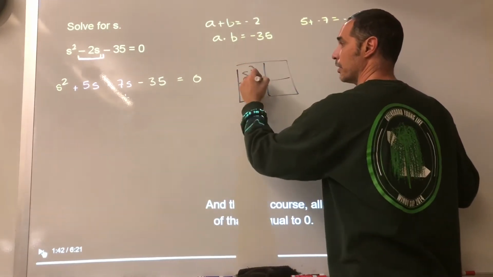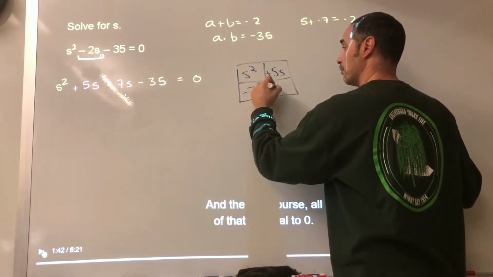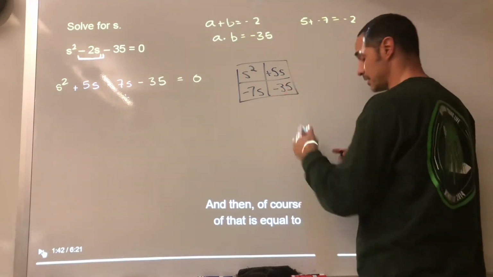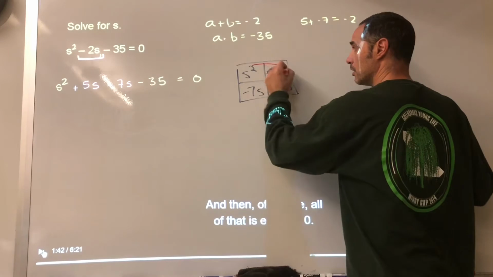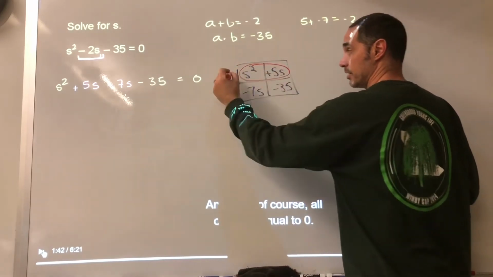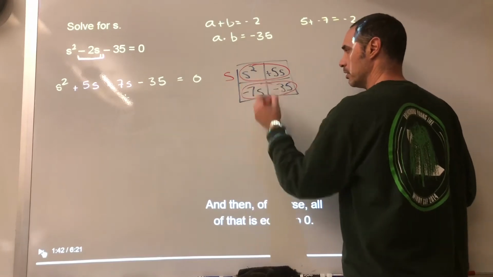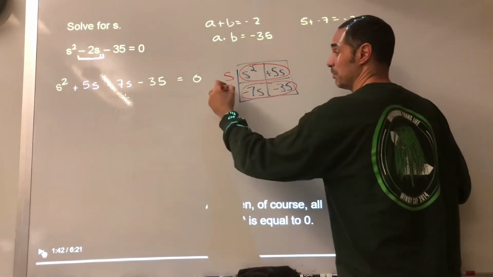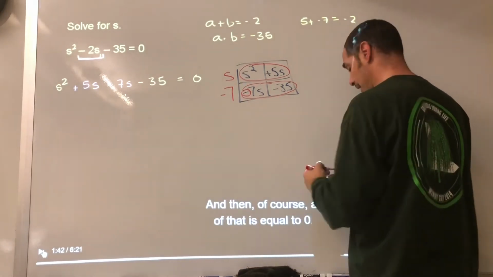S squared plus 5s minus 7s minus 35. We would factor out the common terms in the top. So on the top row, these both have an s in common, so an s is going to come out here. The common factor here is what goes into 35 that also goes into 7s, which would be a 7, and this sign always comes out front. So we have s minus 7.